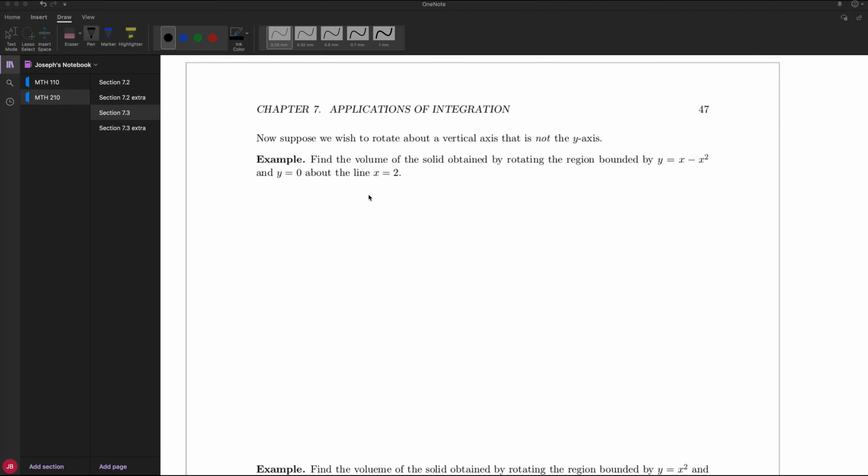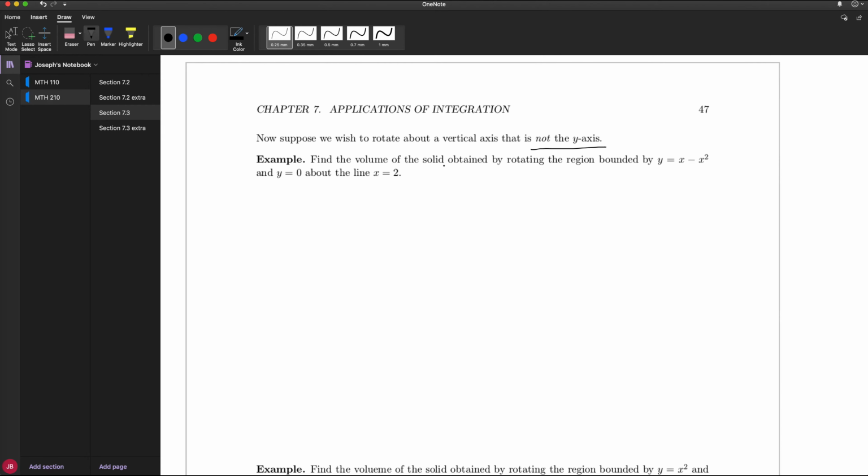Okay, hello class. We're now on the third page of the notes, page 47, and we're going to be rotating about axes that are not the y-axis. So what that's going to do for us is it's going to change the radius a little bit, but we'll get to that in just a minute. So the first thing we're going to do is we're going to try to graph this.